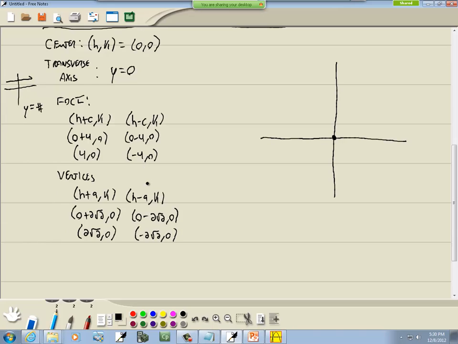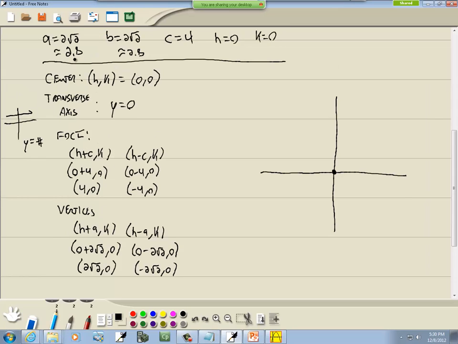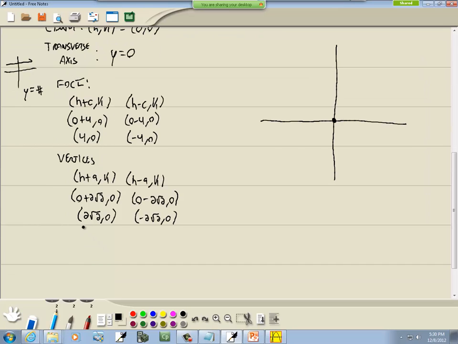That's almost meaningless. Remember what I said that equaled? 2.8. So we're going to have 2.80, and we'll have negative 2.80. Okay, so 1, 2, 3, so 2.80, about right there. This is my center, and these are my vertices, and negative 2.8. And this is my transverse axis, the y equals 0. So I know what my graph's going to look like.